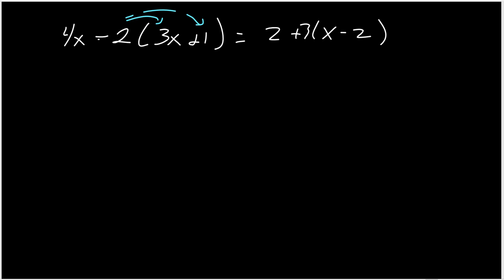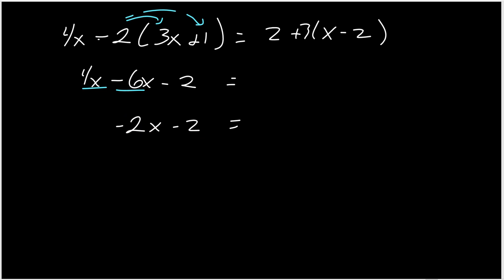Now, worst case scenario, what I want to do is get it down to where there's only 2 terms on each side. So if I distribute that 2, we get negative 6x minus 2. Now I see I have like terms. I've got the 4x minus the 6x. I can combine those since they're like terms. So 4 minus 6 would be negative 2x minus 2.